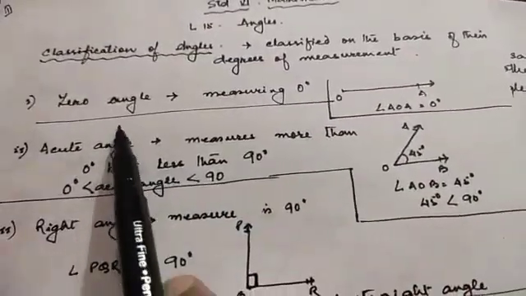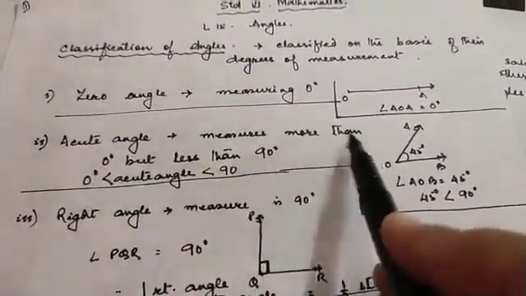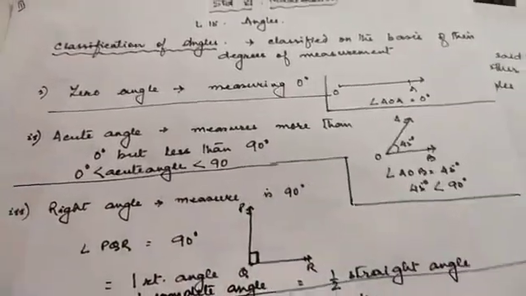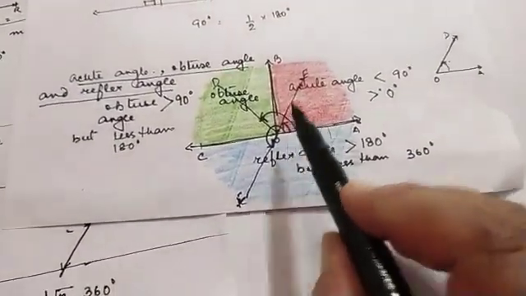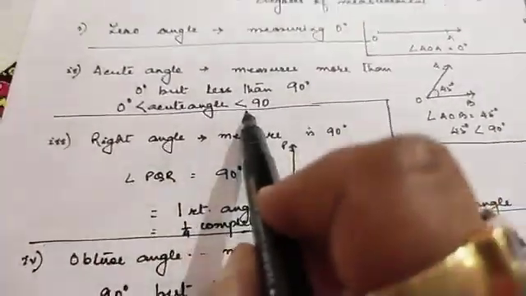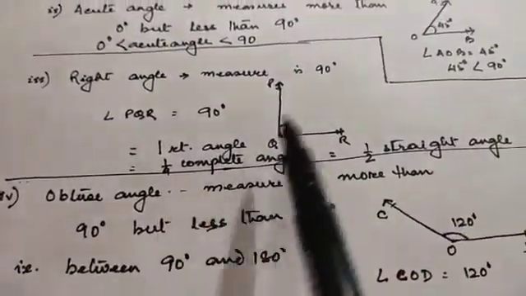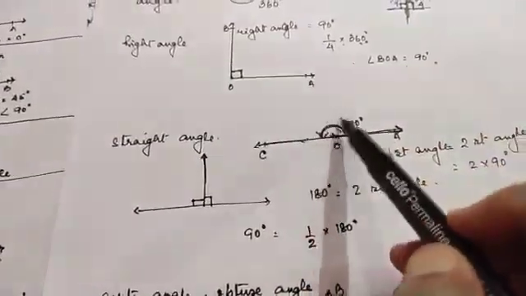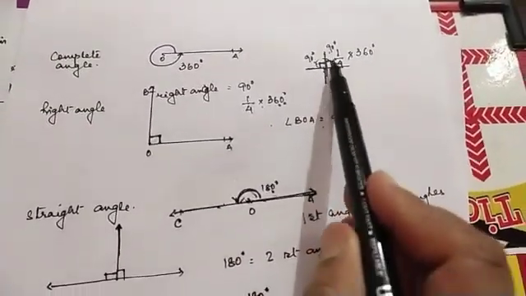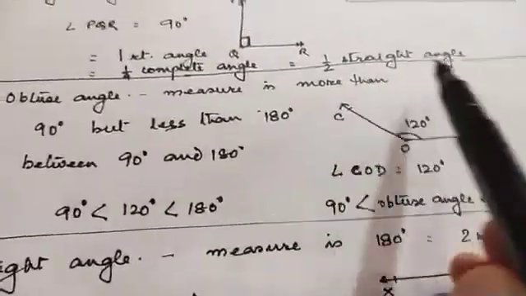Now we will see the definitions. Zero angle measures 0 degree. Acute angle measures more than 0 degree but less than 90 degree. So acute angle is between 0 and 90. Right angle measure is 90 degree. One right angle is equal to 1/4 of complete angle, and it is half of straight angle.